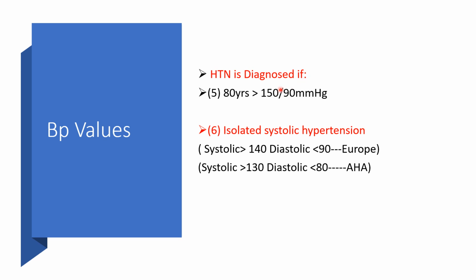Hypertension is also diagnosed if this individual is 80 years and the BP today is greater than 150/90, that is hypertension at 80 years. So the older you become, the higher your BP, that is what the record is saying, okay? But isolated systolic hypertension could be diagnosed if systolic blood pressure is greater than 140 and diastolic less than 90 in Europe, or in America, if systolic is greater than 130 and diastolic is less than 80, then you diagnose isolated systolic hypertension. This is very common among the elderly. You will understand why it is so.